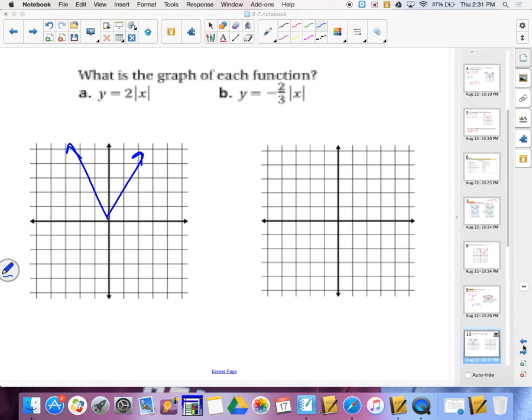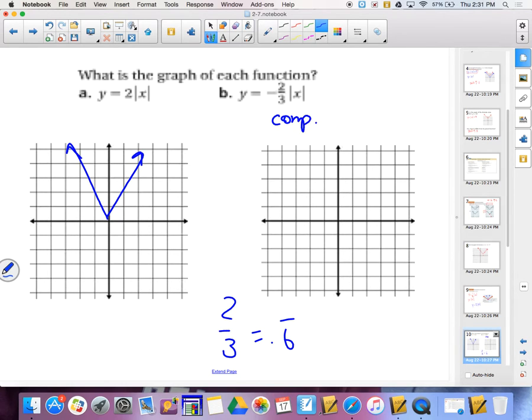Because of the fraction. Now, not every fraction is going to be a compression, know that, okay? But 2/3, if I take it and turn it into a decimal, what is 2/3? 0.6 repeating, right? Greater than or less than 1? Less than 1. So I know this right here is going to be a compression because of that. The negative has nothing to do with that. The negative is totally separate than the number, okay?